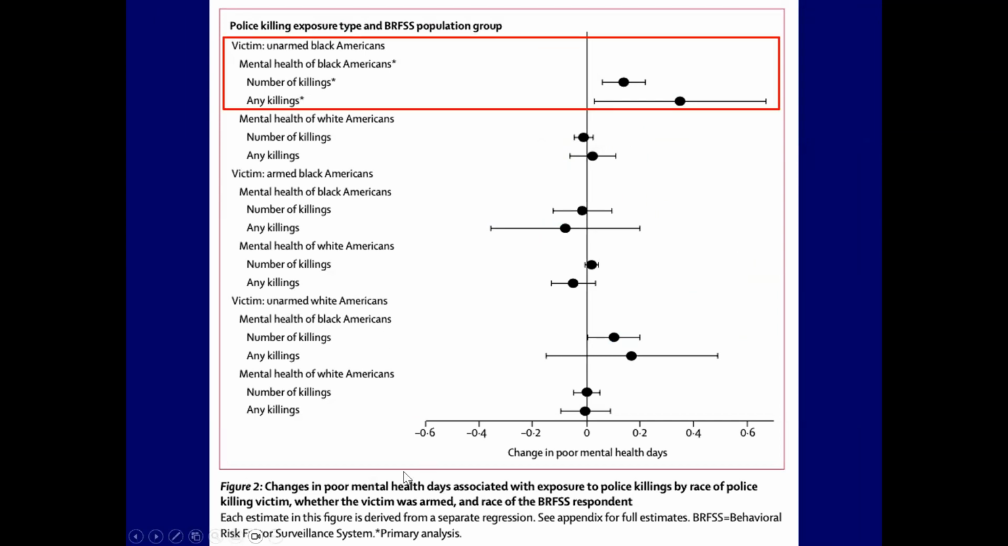This table presents the changes in poor mental health days associated with exposure to police killing by a few factors measured. The primary outcome is presented at the top: each additional police killing of an unarmed Black American was associated with 0.14 additional poor mental health days, with a 95% confidence interval between 0.07 and 0.22. As shown in the previous slide, the largest effect on mental health occurred 1 to 2 months after exposure.